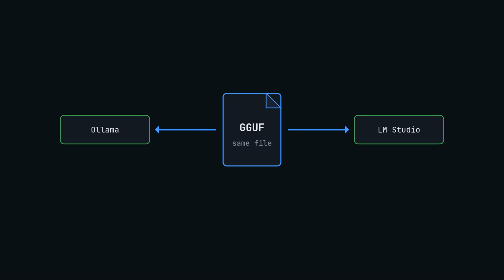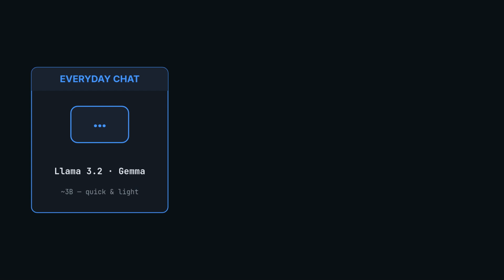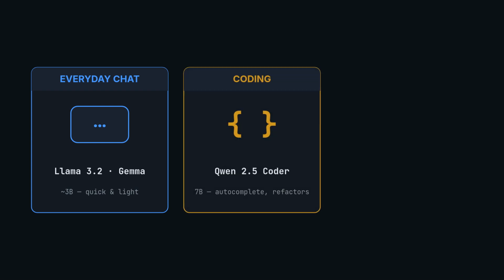The models are interchangeable, which raises the real question. Which model should you actually run? For everyday chat on a normal laptop, Llama 3.2 or Gemma, 3-ish billion parameters, quick and light. For coding help, Qwen 2.5 Coder. The 7B version is startlingly good at autocomplete and refactoring.